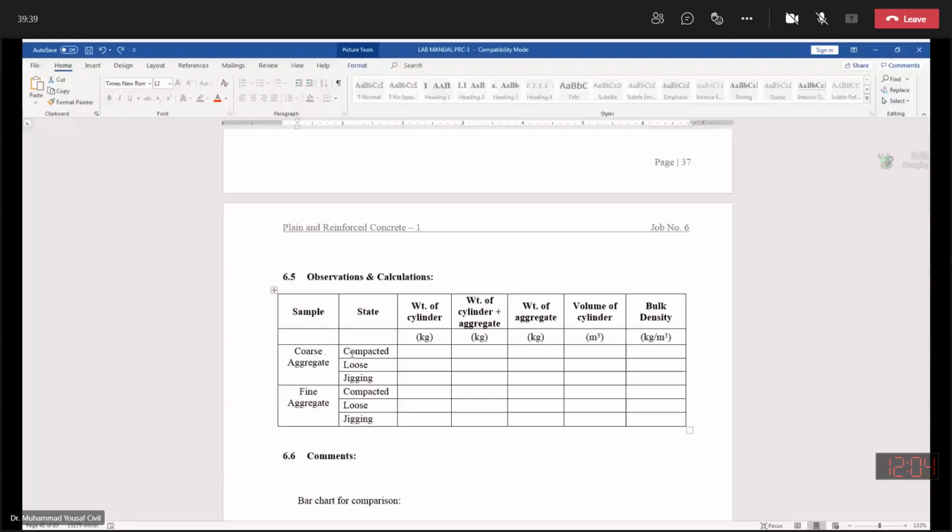And the table contains the weight of cylinder, that will remain same. Volume of the cylinder, that will remain same. Weight of cylinder plus aggregate. From this one, you can find out the weight of aggregate: weight of cylinder plus aggregate minus weight of cylinder. It will give you the weight of aggregate. Volume is known to you, so this weight divided by this volume will give you the bulk density.